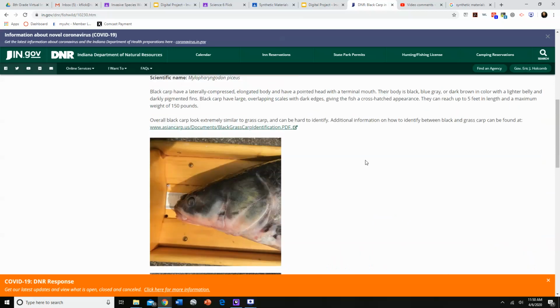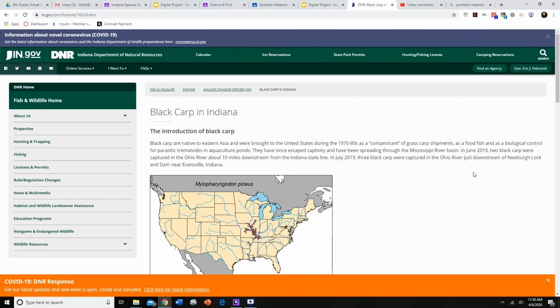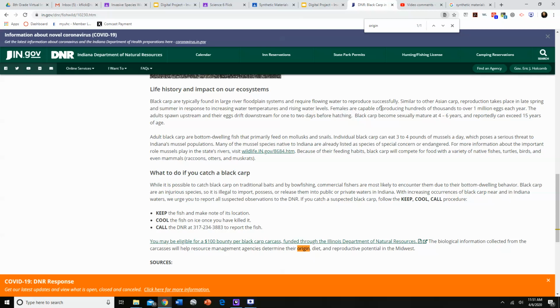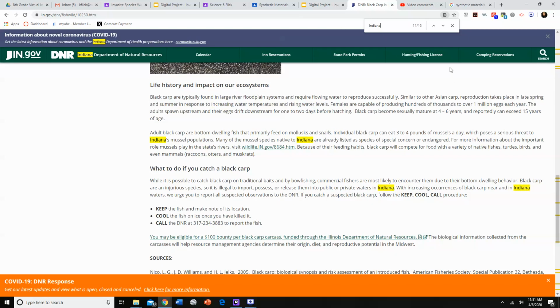So you're going to want to actually read through these things. I know we have a tendency and we're tempted to just skim and try to find exactly what we're looking for, but it's better just to read the whole thing. If you must try to search for something, you can always search for a word by hitting Control F, and then this little box will come up. Let's say I want to see the word origin. There it is. There's one instance of the word origin. Say, let's see, Indiana. Okay.